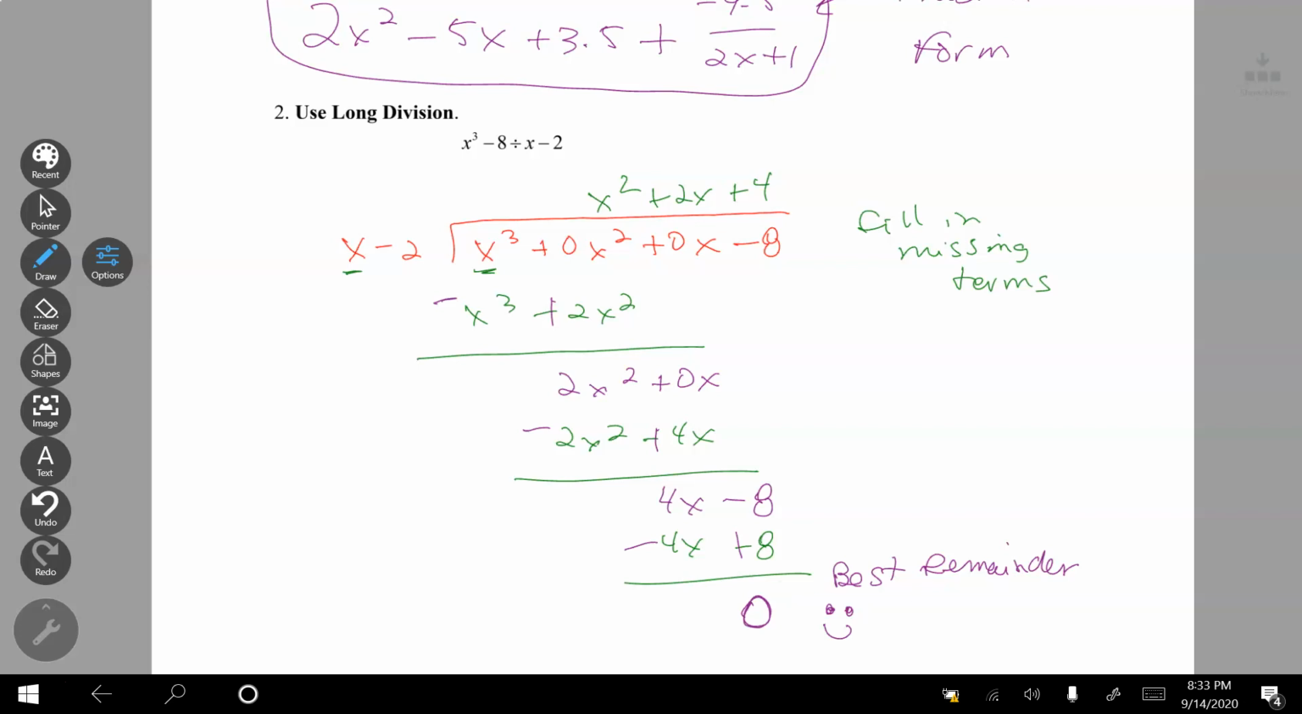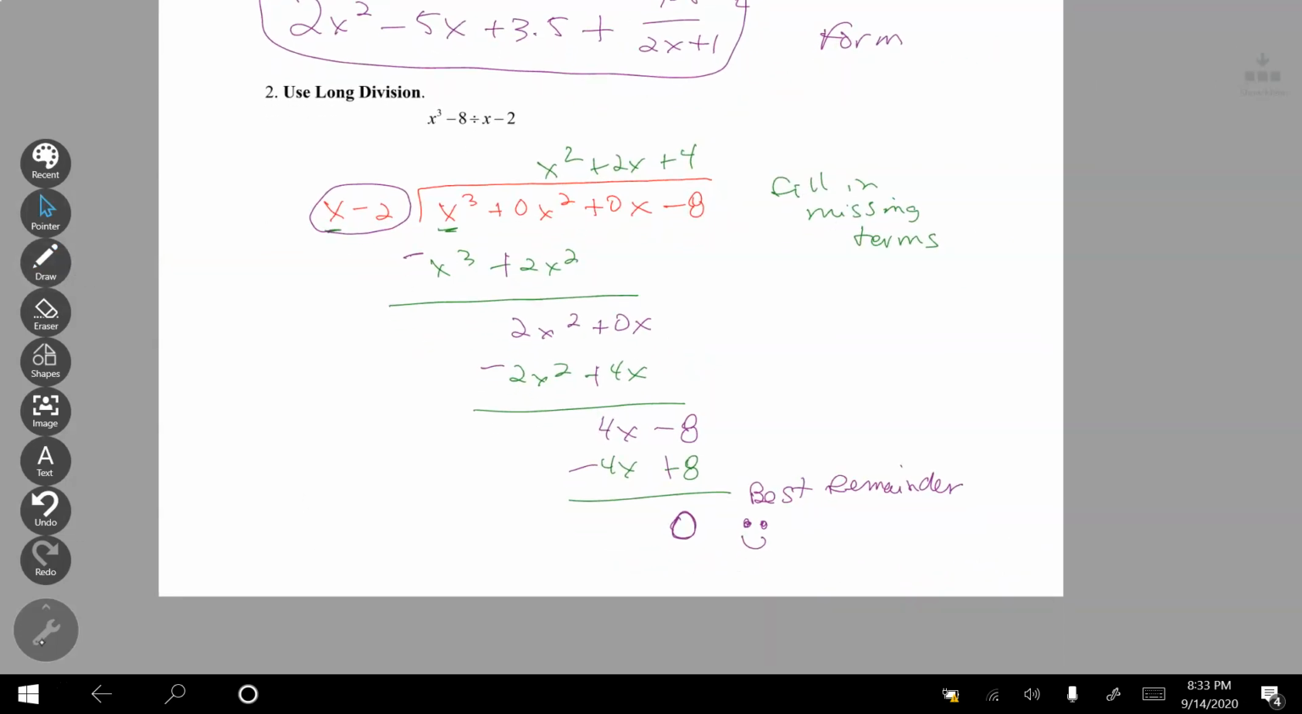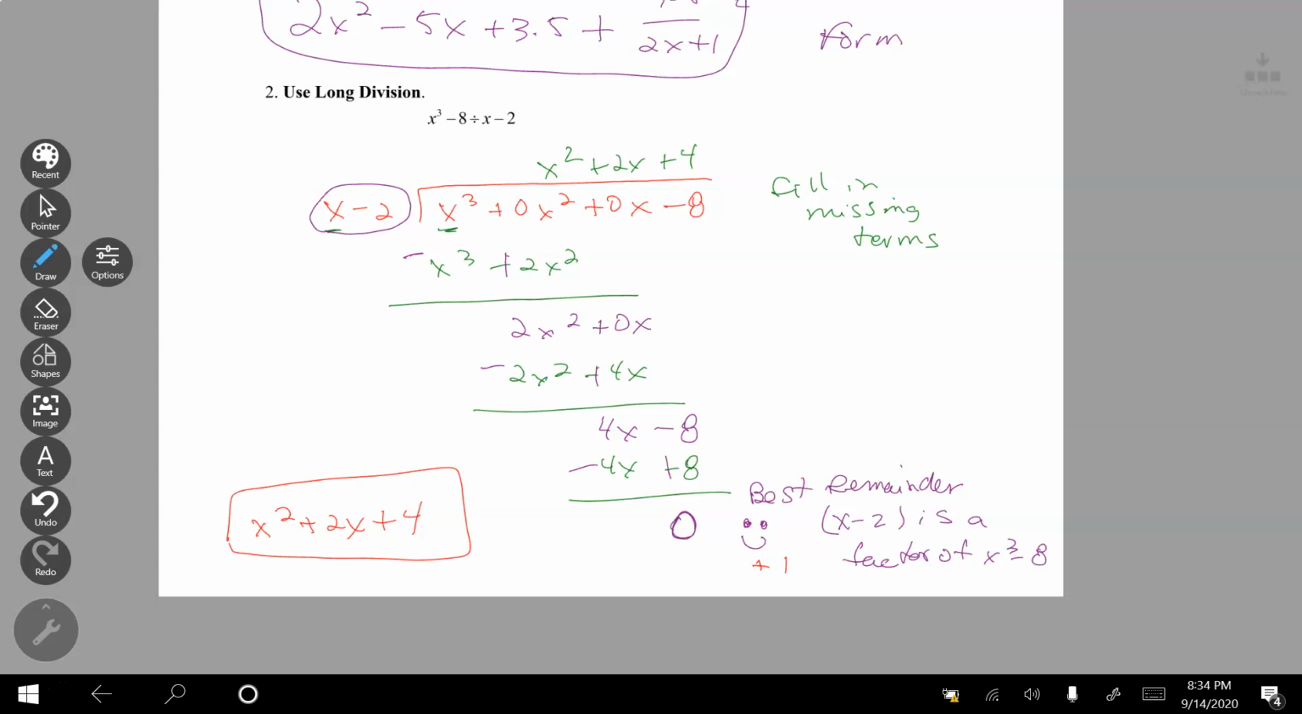because that means x minus 2 divided evenly into the problem, or better yet, this means x minus 2 is a factor of the original problem. And whenever you get a remainder of 0, we put a smiley face, and it's correct, I'll give you a plus 1. So when I divided this, I get x squared plus 2x plus 4. Okay, don't forget, you got to fill in the missing terms.